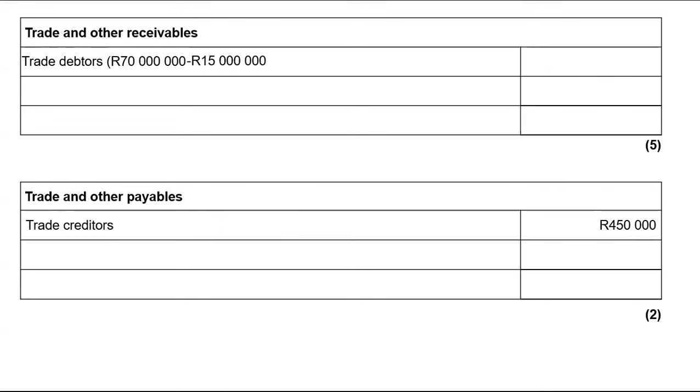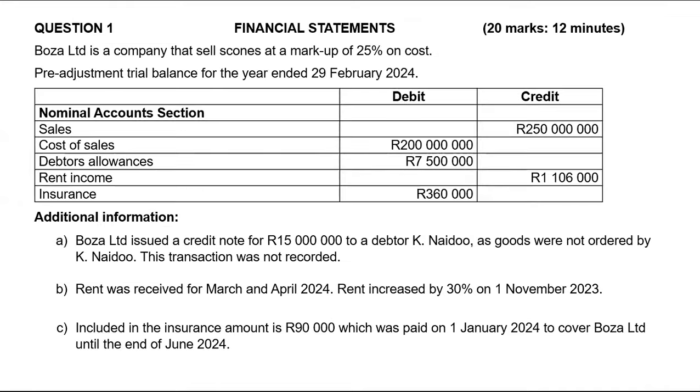All right. The other two accounts will be obviously here. I'm just giving the selling price. They said obviously they were returned by K Naidu as they were not ordered by K Naidu. This transaction was not recorded. That's why we have to record it. I didn't even read the entire thing. I'm going to take that 15 million rand and find the cost price, and then there's a markup up there.